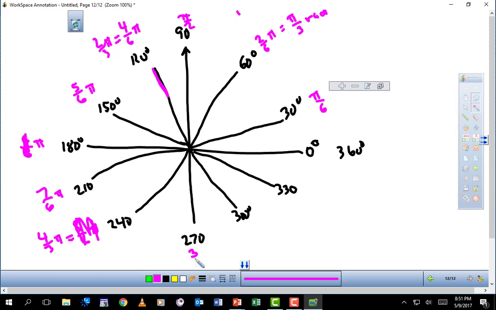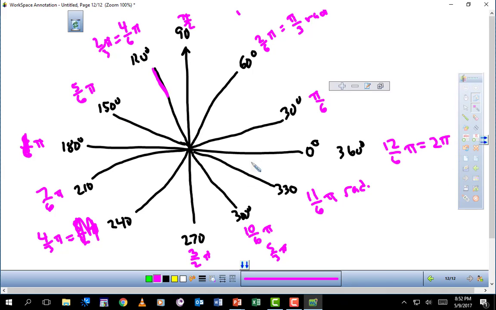9/6, which would be the same thing as 3/2 pi radians. Add another one, you'd be at 10 over 6. Of course, that's the same thing as 5/3 pi. And you add another one, you'd be at 11 over 6 pi radians. Again, these are all radians as you go around. And then finally, this would be 12 over 6 pi. And of course, that's equal to 2 pi.